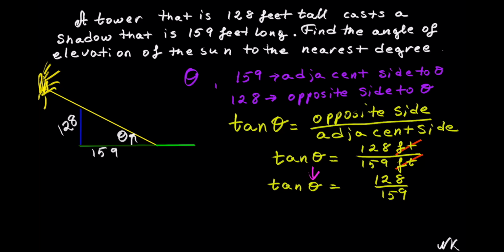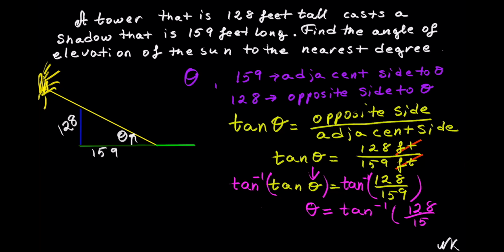this theta. And in order to get rid of the tangent function, we need to do tangent inverse. So tangent with -1 in the upper right corner of tangent of theta will get the theta from inside of that function. But whatever we do to one side of the equal sign, we need to do the same thing to the other side. So tangent -1 of 128 out of 159. So theta is equal to tangent inverse of 128 out of 159.